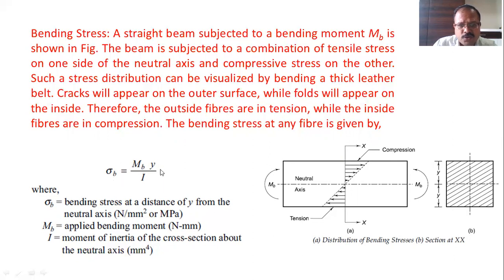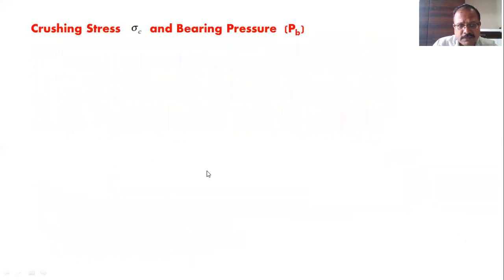Sigma B is equal to M into Y upon I, where M is the bending moment, Y is the distance of the extreme fiber from the neutral axis. Neutral axis is something which is neither in compression nor in tension. And I is the moment of inertia about the neutral axis.